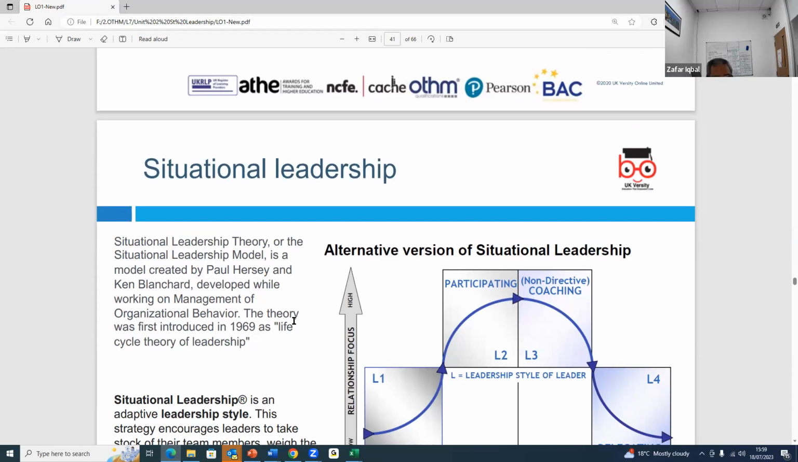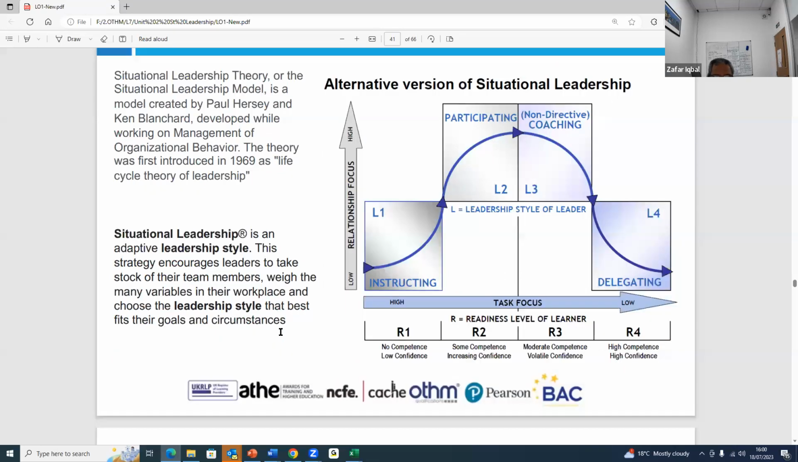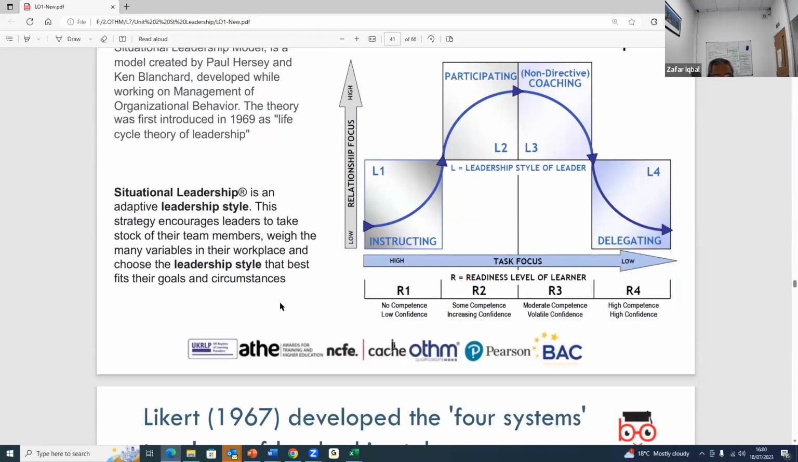Another leadership style is situational leadership style, or situational leadership theory, that has been created by Paul Hersey and Ken Blanchard. It looks at the behavior of leaders, whereas this leadership style looks at team members, weighs their variables in the workplace, and chooses the leadership style that suits best to suit goals and needs and circumstances of the organization.